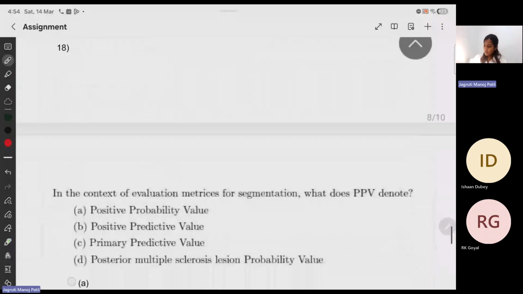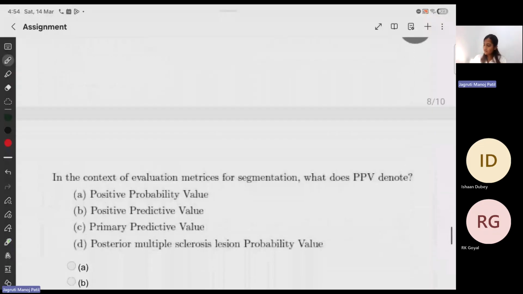Okay. In the context of evaluation metrics for segmentation, what does PPV denote? Okay, finally we know the full form for it. Positive, which value? Positive something, related to predictions. So maybe positive predictive value. Positive predictive value.